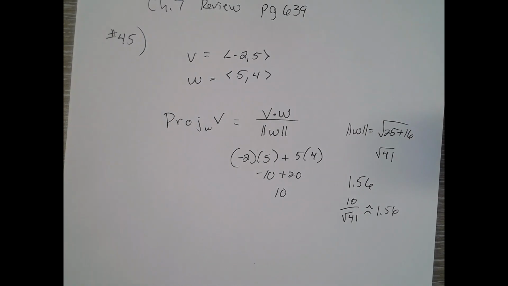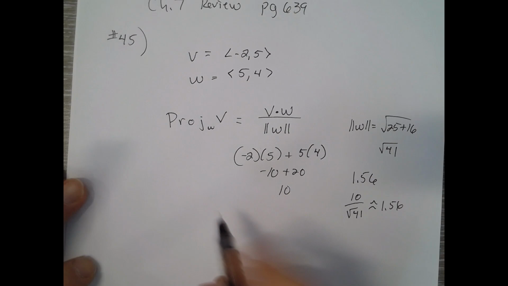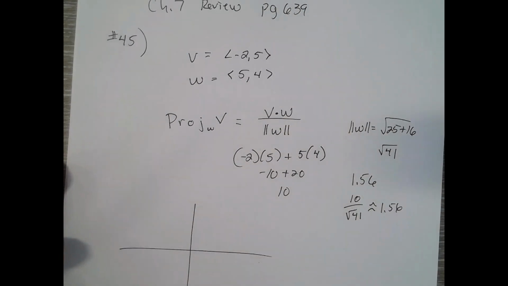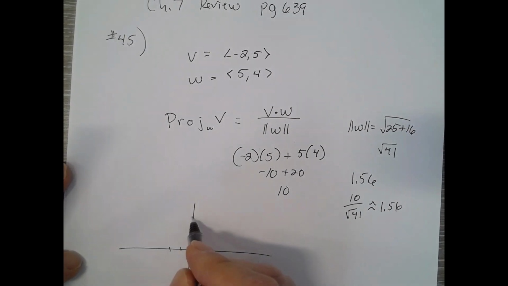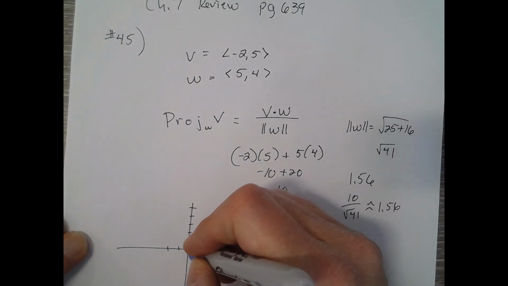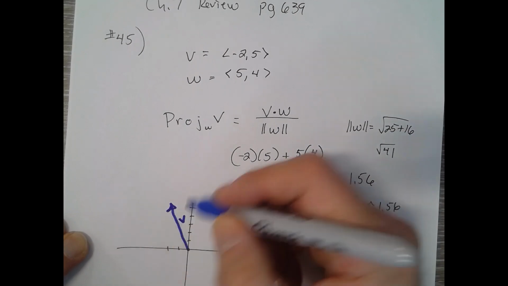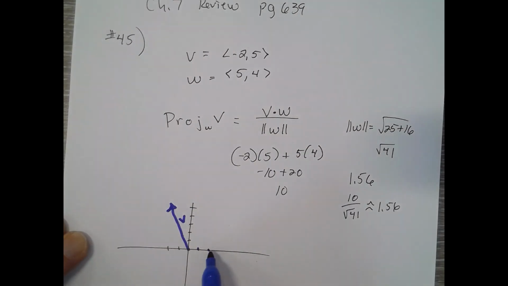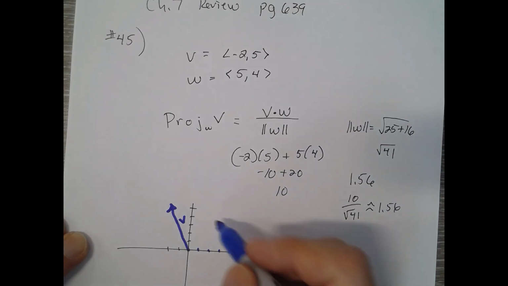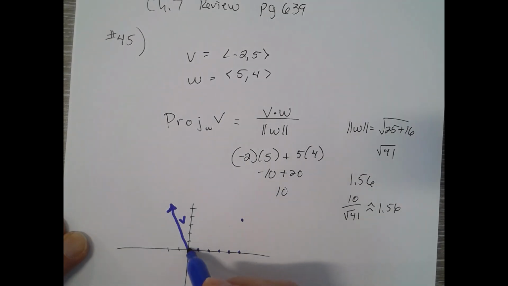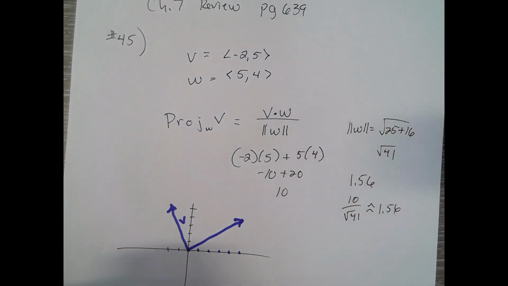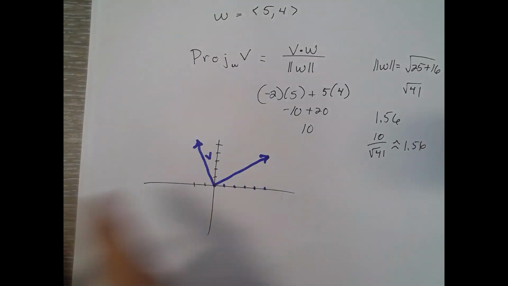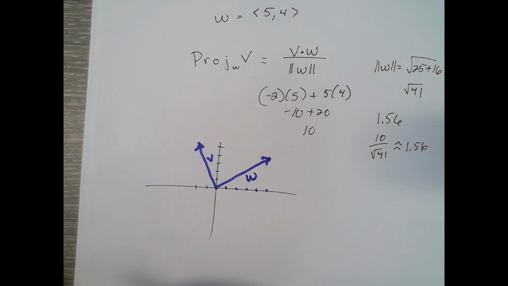So if you look at the graphical representation, here's why it's important to know the projection. V is (-2, 5). Here's my V. And W is (5, 4). And we're projecting V onto W. So how much of V is contributing to W? Well, not much.